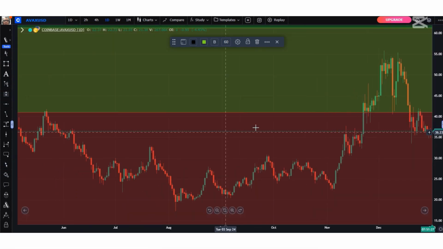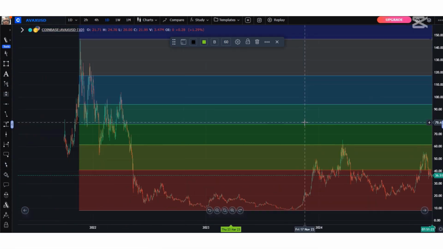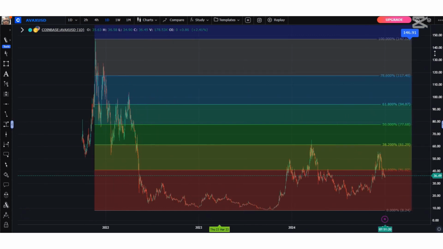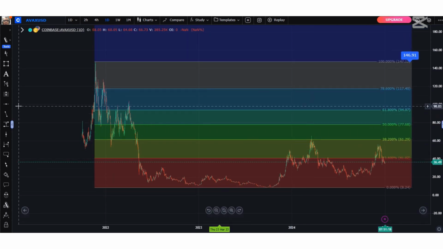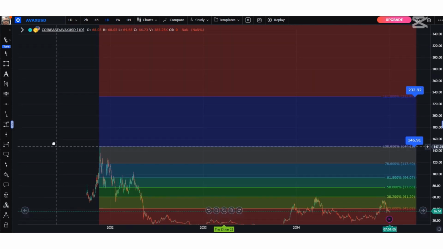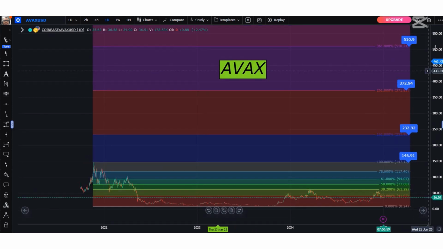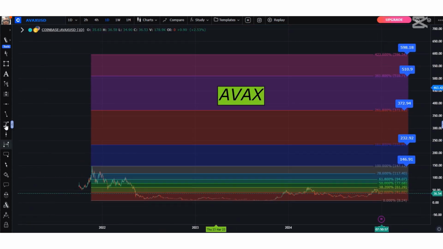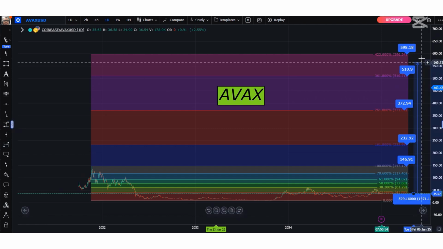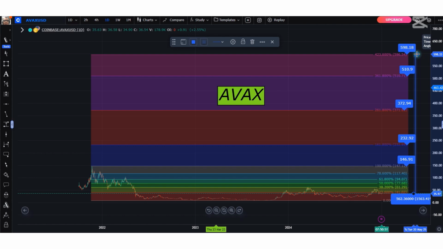AVAX, Avalanche. Let's just take a look here. We're looking pretty good. We bounced off the 382 there, had some trouble, but we also broke below again the 236. So hopefully this thing can recover for us. I don't hold any Avalanche right now, but let's take a look at targets for those who are holding Avalanche. If you're just getting in today, that's an overall 15x, right? So pretty great on Avalanche.